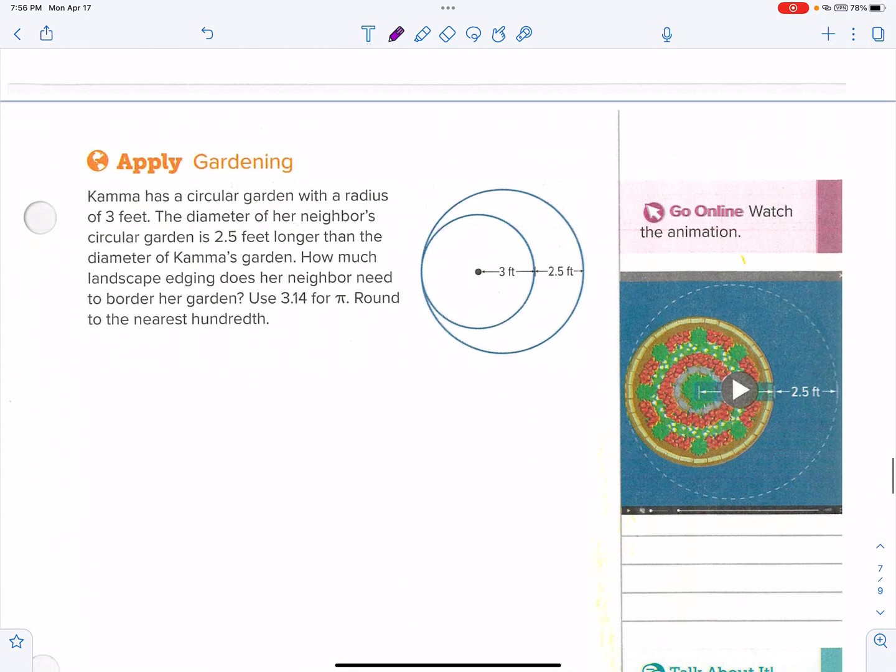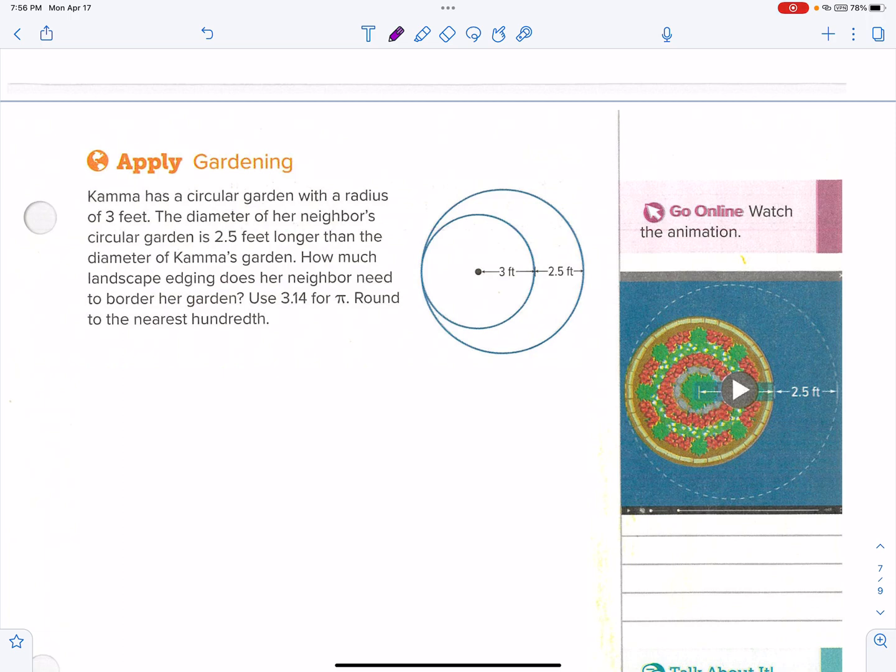All right. Now you can see we're kicking up to a little higher level here. So they're letting you know that a circular garden exists with a radius of 3 feet. This neighbor has a circular garden that is 2.5 feet longer than the diameter of this other person's garden. So you can see they drew a picture to show that it's 2.5 feet longer in diameter. And so how much landscape edging does the neighbor need to border her garden?